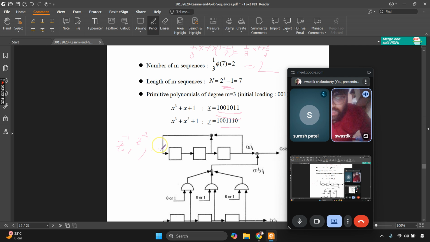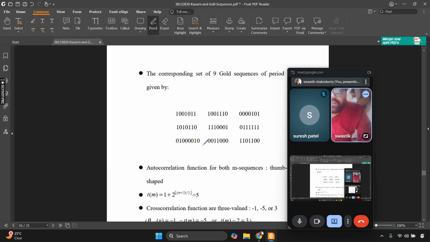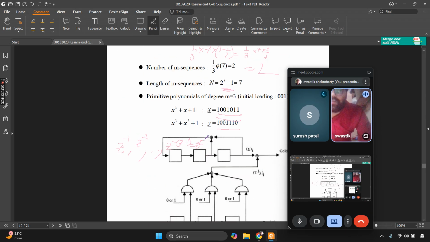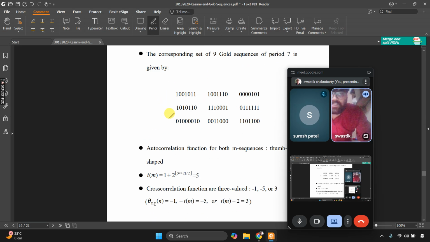How many delays will you give? Up to z to the power minus (7 minus 1), that is z to the power minus 6. So up to 6 delays you will add. So z to the power minus 1, 2, 3, 4, 5, 6. So there are 6 delayed sequences, and then there is x, there is y, there is x XOR y. So there are 3 plus 6, 9 gold sequences. And the 9 gold sequences are these. So this forms a gold set.